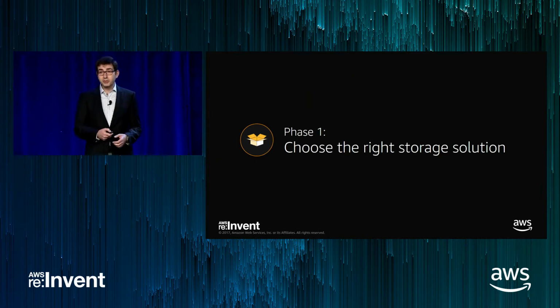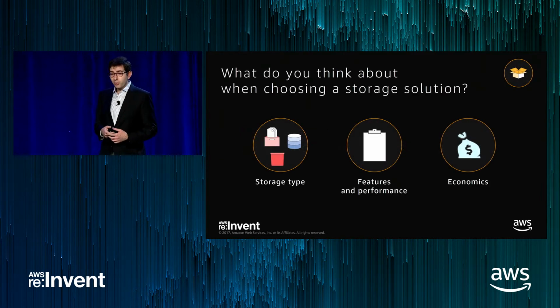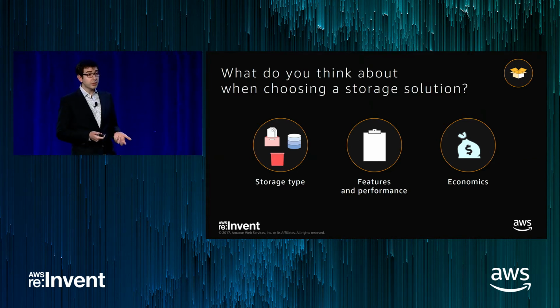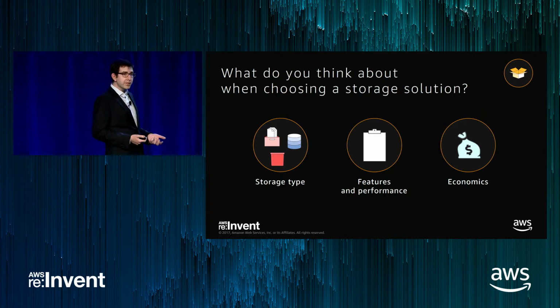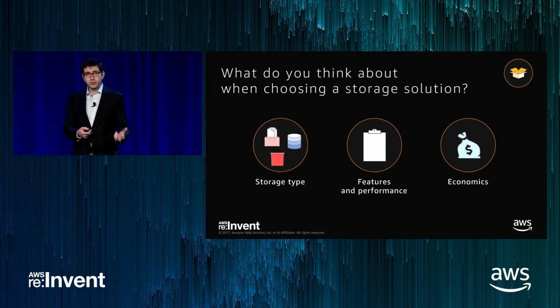So phase one, choosing the right storage solution. There are three main things that people think about when they're choosing a storage solution. The first is, what storage type should I choose? Different types of storage offer different interfaces, different semantics, different permissions models, different features. So really choosing what type of storage makes sense for the application that you're building or the application that you're going to be running.